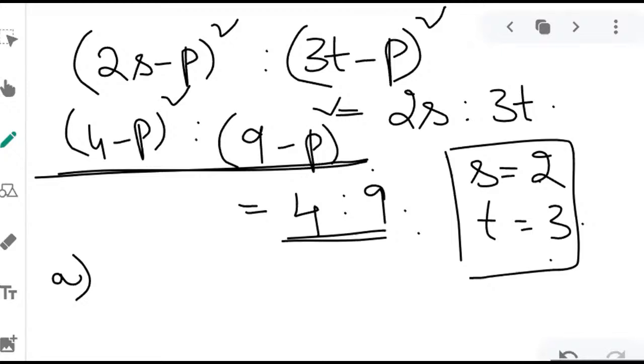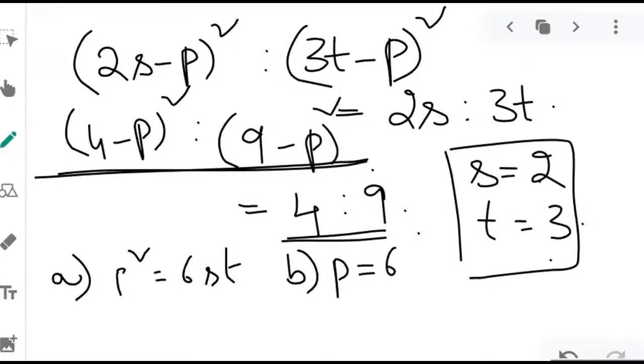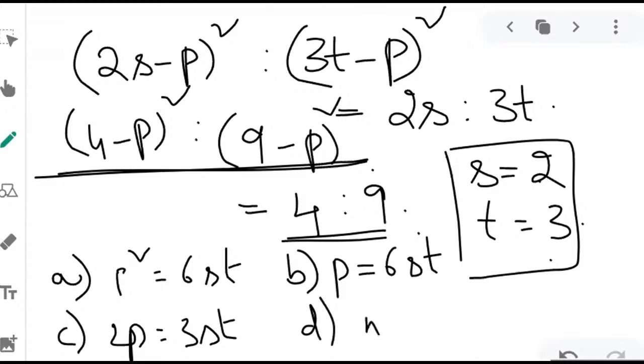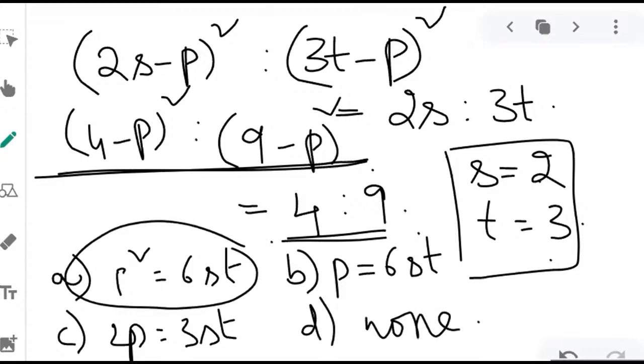Okay, first one, I won't do the first one first. A is p square is equal to 6st. Go by elimination always. B is p is equal to 6st. C is 2p is equal to 3st, and D is none. So first thing, I'll check the first one.